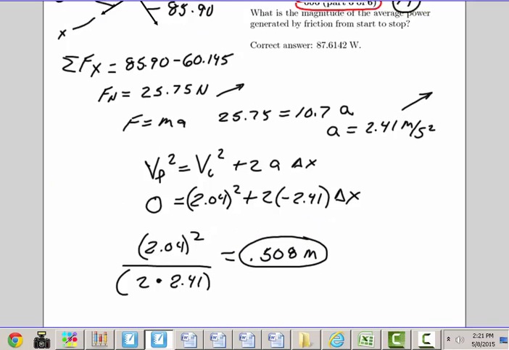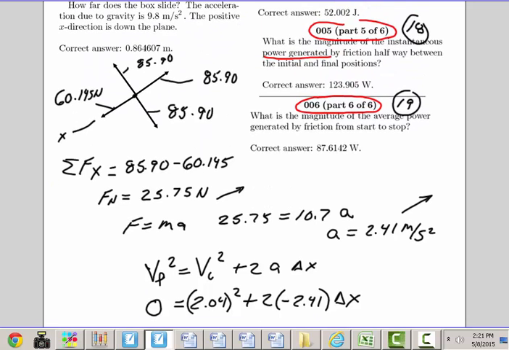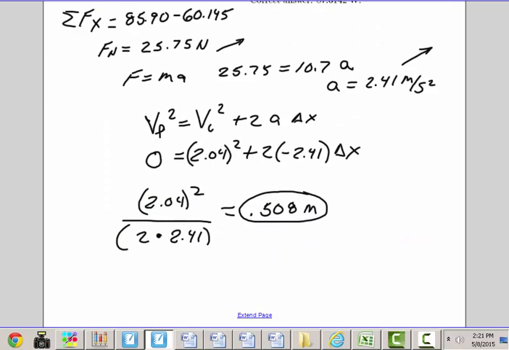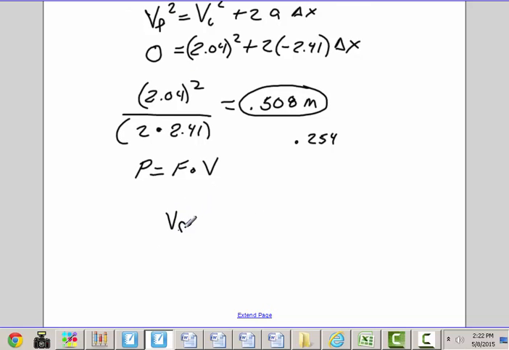Okay, the question is the power generated by friction halfway. So let's find out what the velocity is, because we know power is force times velocity, correct? Okay, so if we divide that by 2, that's 0.254, right? Half of that. So let's use that same equation and find the velocity. Vf squared is equal to 2.04 squared plus 2 times negative 2.41 times 0.254.